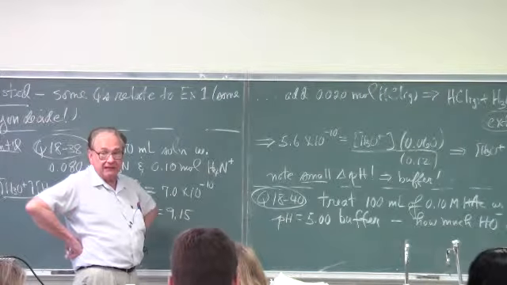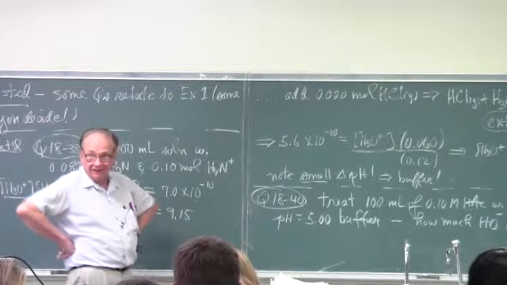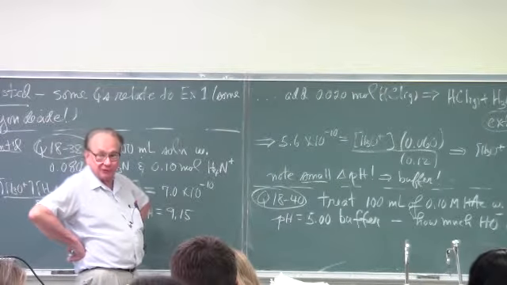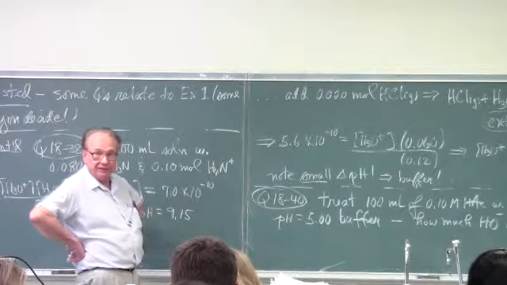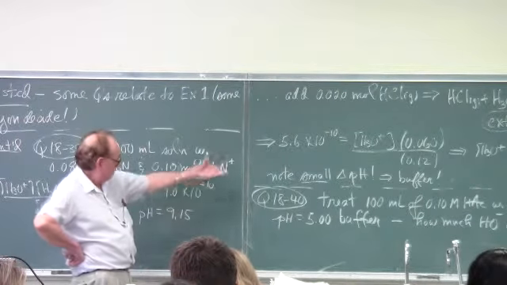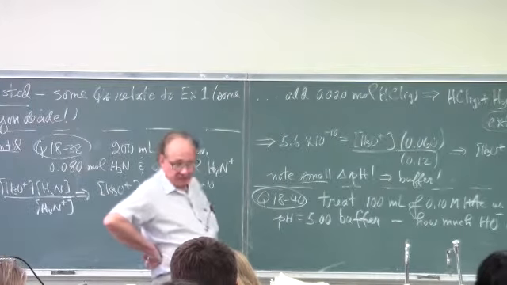Remember again what happened when I added the same amount of HCl to 200 milliliters of water? It changed the pH by 6.0 units. A million-fold change in hydronium ion concentration. Here, not much change in pH. All right, let's play this game again.